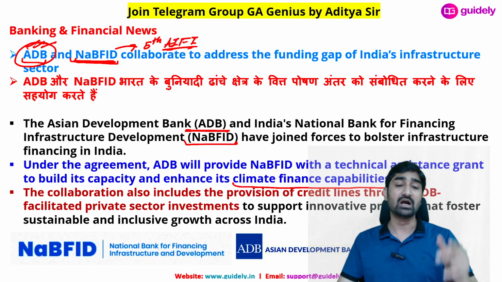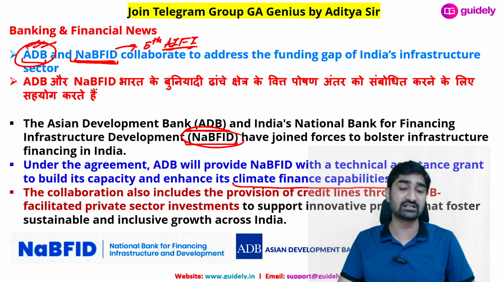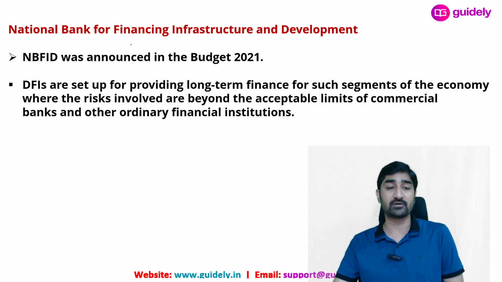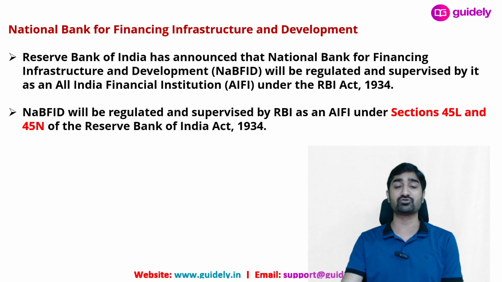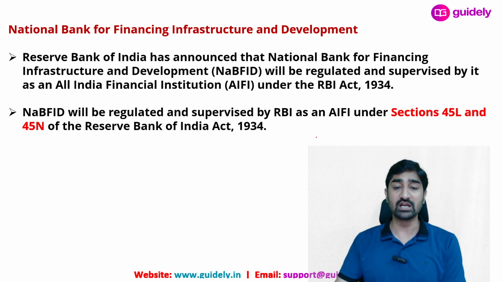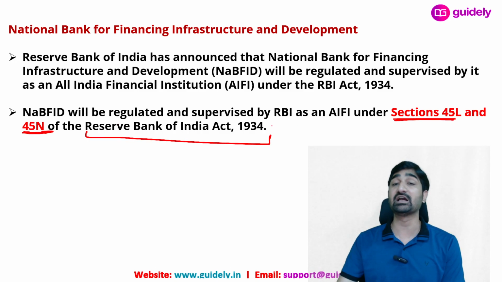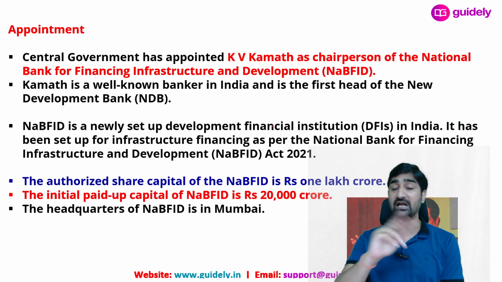So for such type of initiative, two organizations collaborated together. One is ADB, another one is National Bank for Financing Infrastructure and Development. National Bank for Financing Infrastructure Development was announced in the budget of 2021 by the finance minister. It was started as the 5th All India financial institution in India according to section 45L, section 45N of Reserve Bank of India Act 1934. It is regulated by RBI.